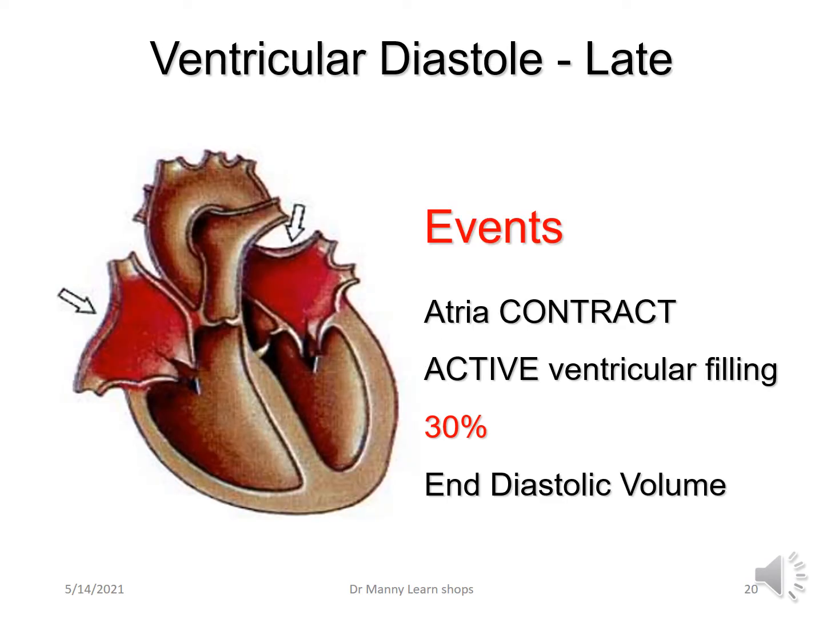The next phase then is ventricular diastole, which is late. And the events that occur during this phase are that the atria contract. And when they contract, this is referred to as active ventricular filling, to make sure that the ventricles are nice and full of blood, to add to the 70%. You get an additional 30% from active ventricular filling caused by the atria contracting. This is also referred to as the atrial kick, if you'd like to use lay terminology. And this provides an end diastolic volume within the ventricles, which means how much blood is in the ventricles at the end of filling, diastole.